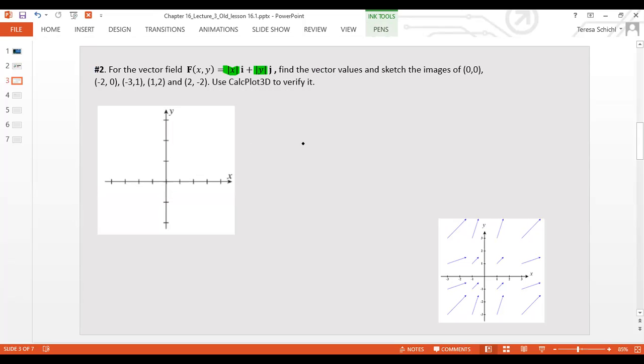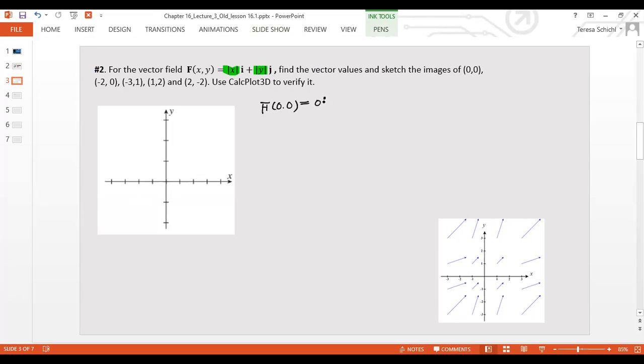Okay, let's take a look. They said let's sketch the points (0, 0), (-2, 0), (-3, 1), (1, 2), and (2, 2). Then I'm going to show you how to use CalcPlot3D to verify it. Let's look here first. The first point is F(0, 0).